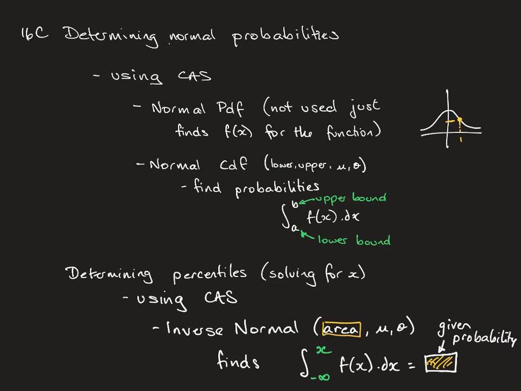Now it's really important that you know for your CAS calculator that when it does normal distribution, it's always measuring from negative infinity. So no matter where your x value is on the curve, it is always finding the left-hand area. So sometimes you'll need to make modifications to your calculations so that you can find the area that you want. Let's have a look at some examples.